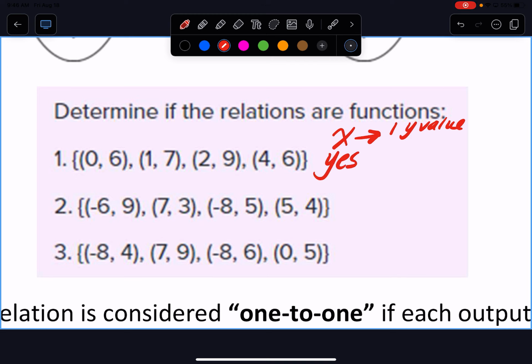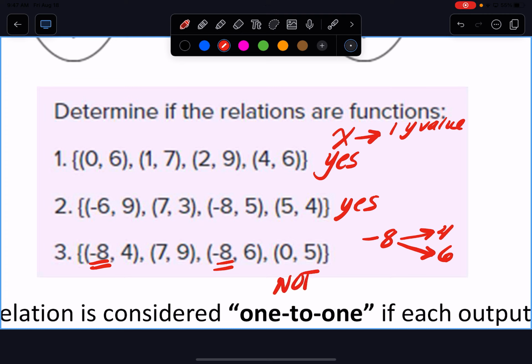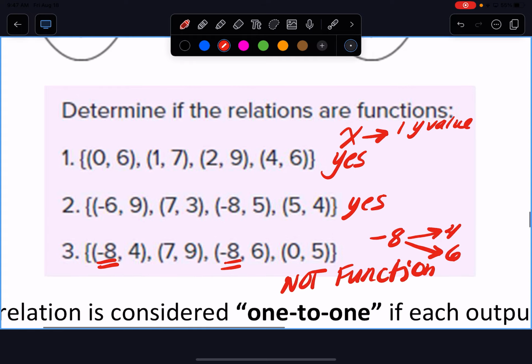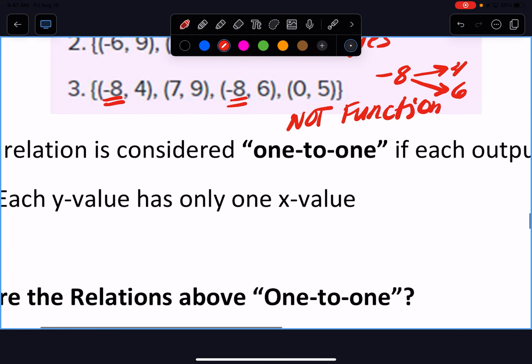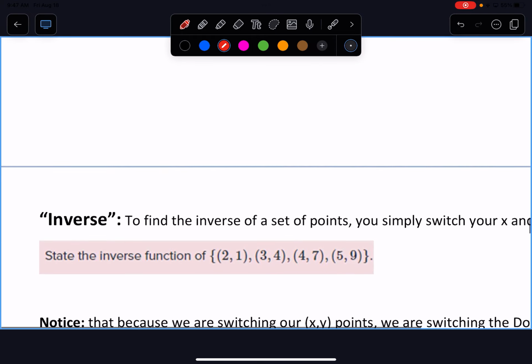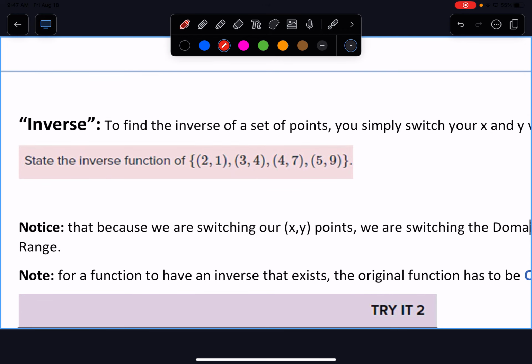How about this next one, number 2? Yes. Also yes, -6, 7, -8, 5. x isn't listed twice. How about the next one? No. -8 is listed twice. So if we were to draw the visual aid, our -8 would go to 4 and our -8 would go to 6, which means it is not a function. Good. So we already talked about 1-to-1. So we're good.